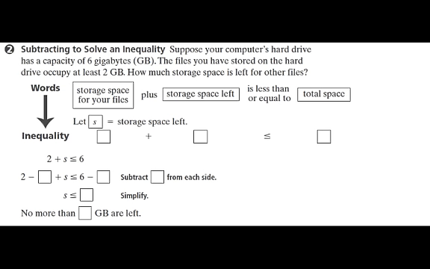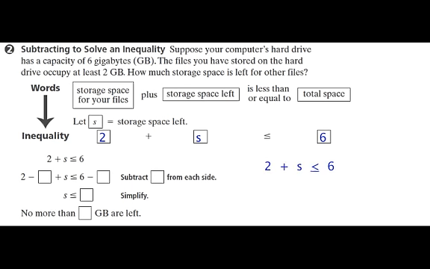We're going to let s equal the storage space left. We know that the storage space of your files is 2 gigabytes. 2 plus s is less than or equal to 6. Then we're ready to solve.